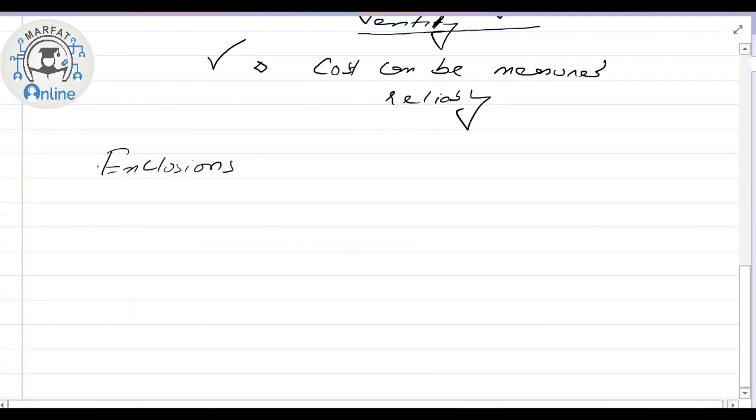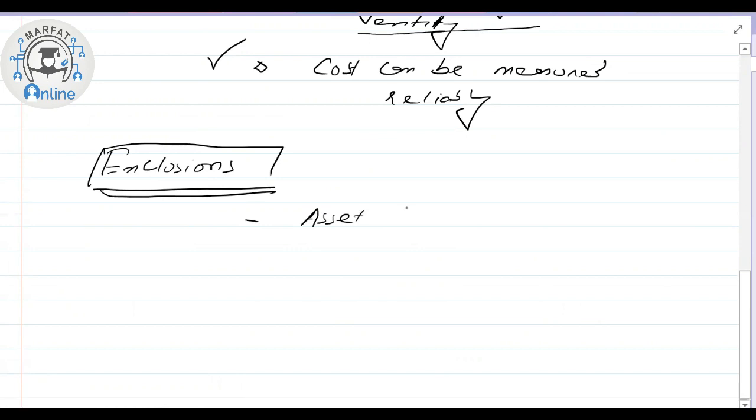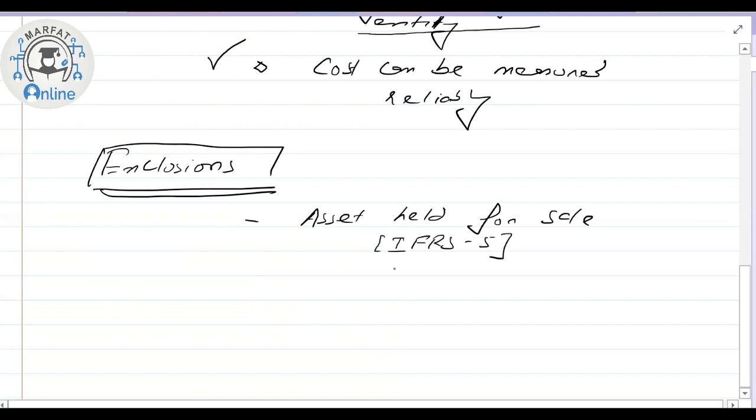Exclusions. Exclusions means those assets which do not fall under IAS-16 criteria. For example, assets held for sale. If you have an asset which you are now selling, like machinery you were using for the business but have now decided to sell in the market, that will not fall under IAS-16. Previously it was in IAS-16, but now it should be transferred to IFRS 5. So there is a new standard for that.